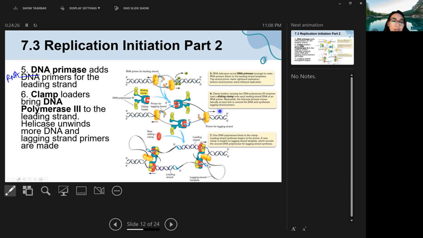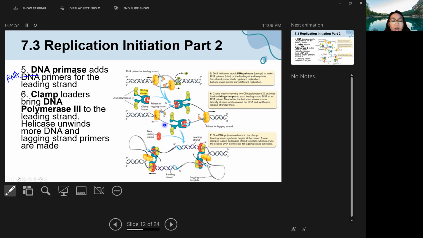So the helicase is still unwinding the DNA. And now, because we have enough space, we also add the primer for the lagging strand. So the lagging strand receives its primer as well. The leading strand gets its primer first, and then the DNA polymerase comes, and as that's happening, the helicase is unwinding, and now we have space to create the lagging strand primers as well.